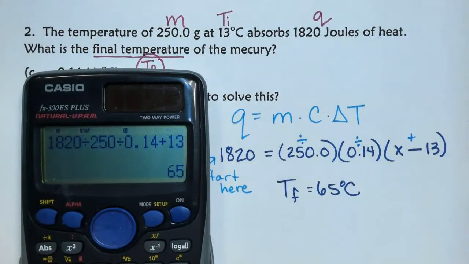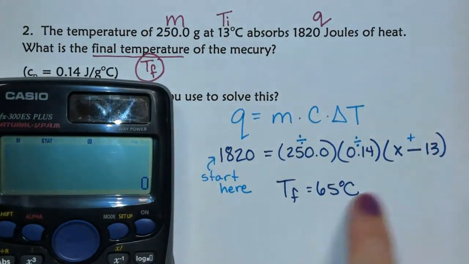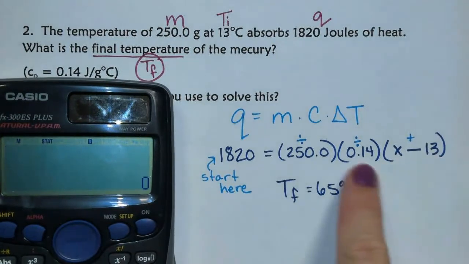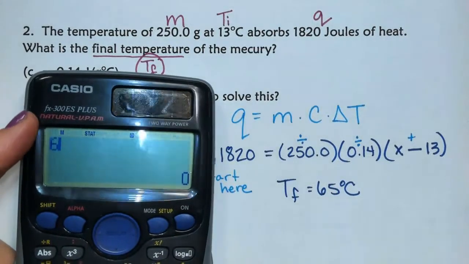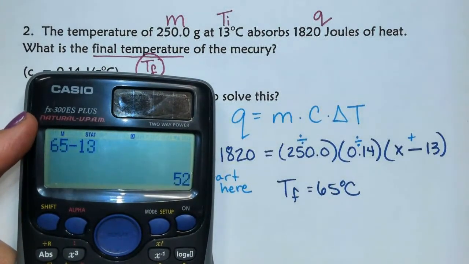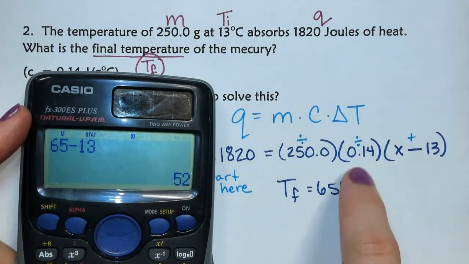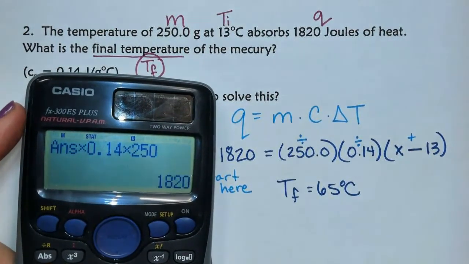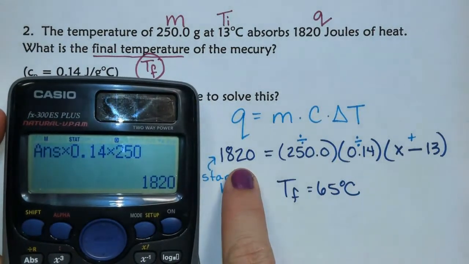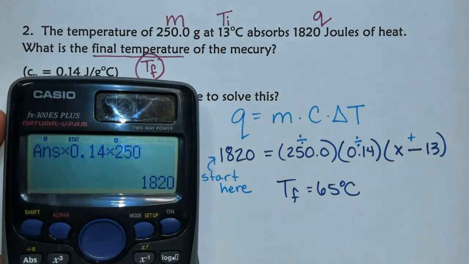And so we can actually check this if we want, because if we did final minus initial times this, we should get 1820. So we're going to say 65 minus 13, right? Change in temperature of 52 degrees, times 0.14 times 250, and we do indeed get this 1,820 original amount of heat.